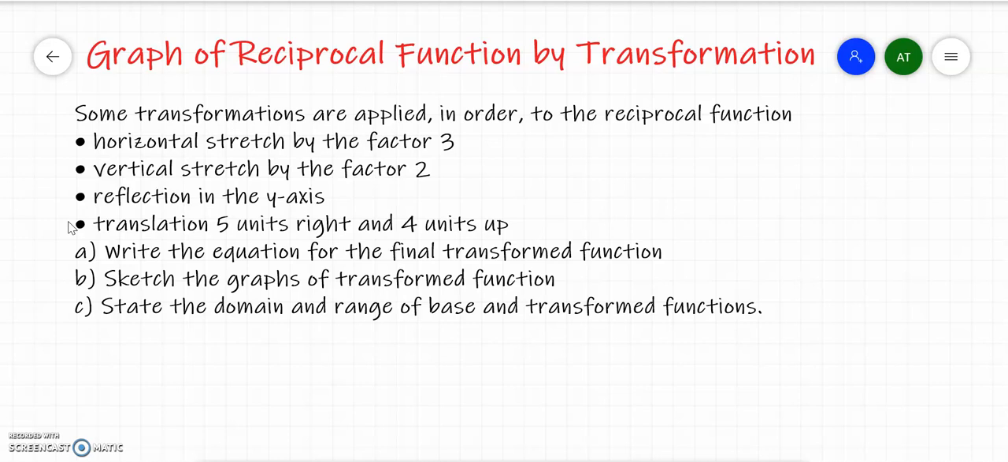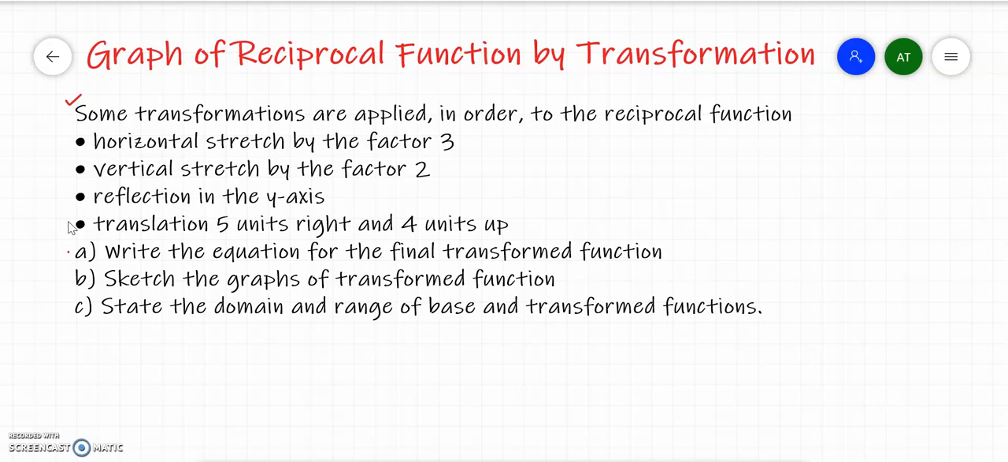So let's begin with an example. Some transformations are applied in order to the reciprocal function: horizontal stretch by a factor of 3, vertical stretch by a factor of 2, reflection in y-axis, translation 5 units right and 4 units up.